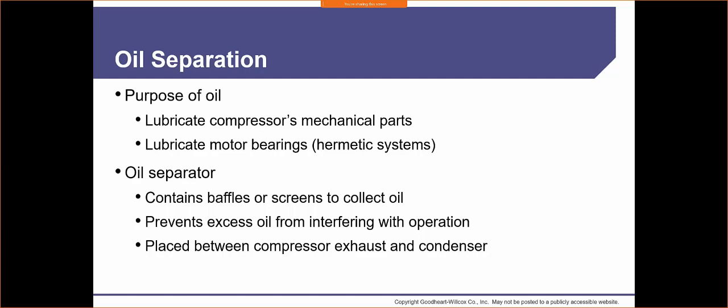There are oil separators. They contain baffles or screens to collect oil. If we're talking about larger commercialized systems, we may have something like this in there. It's going to prevent the oil from interfering with the operation, and it's placed between the compressor exhaust and the condenser. Usually on residential systems, you're not going to find an oil separator.